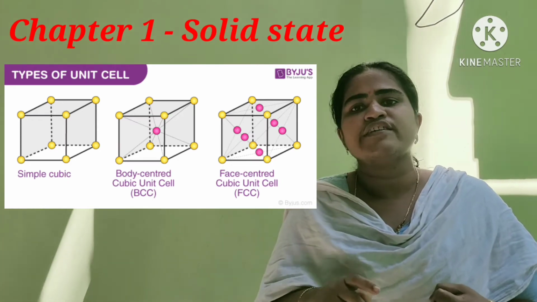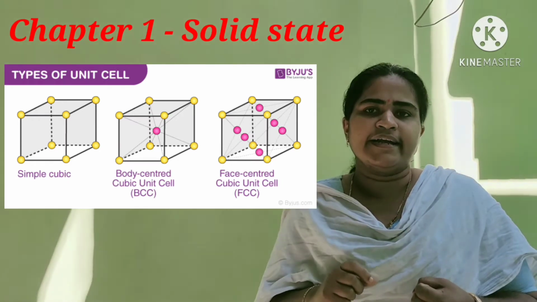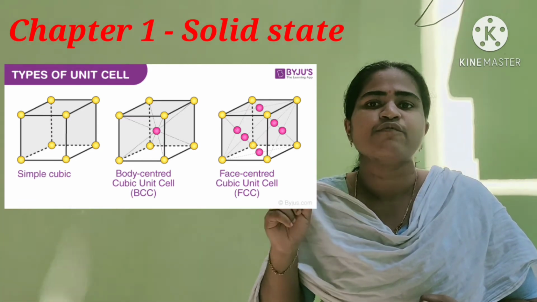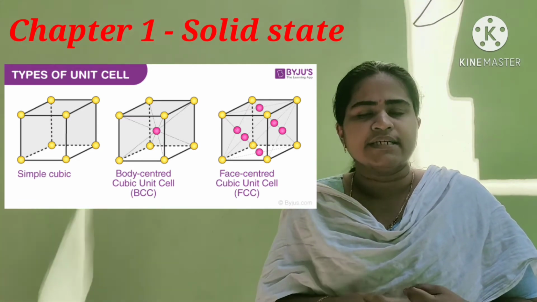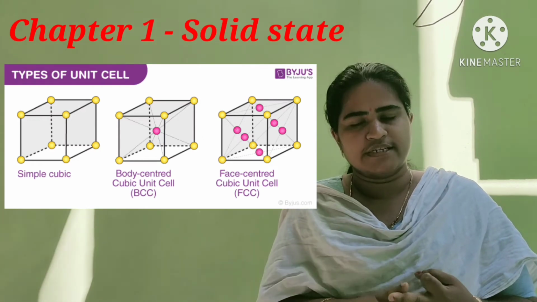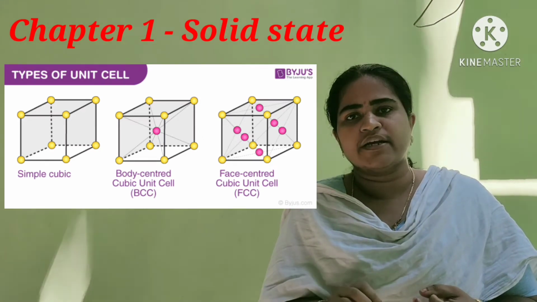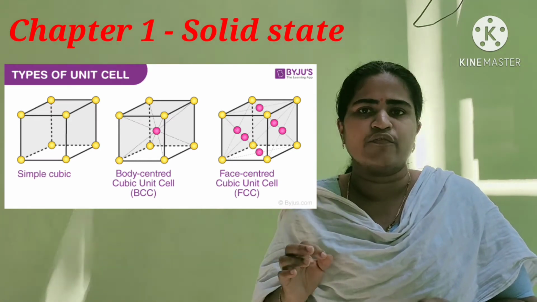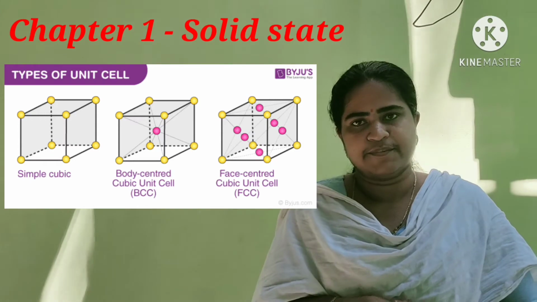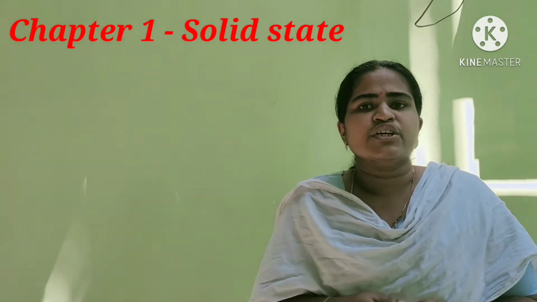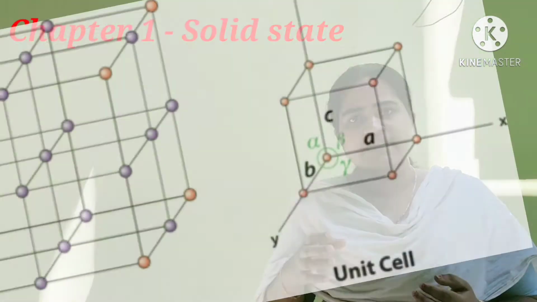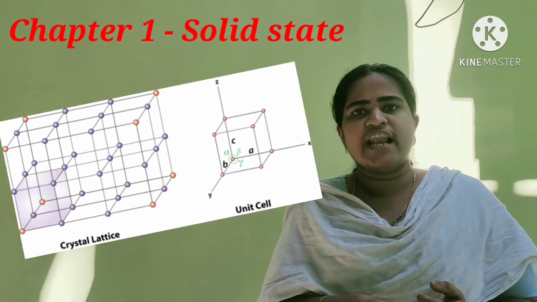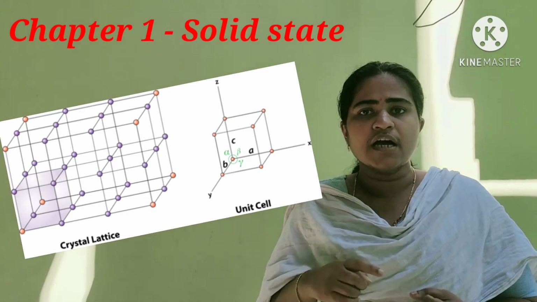Next one is face centered unit cell. Here the constituent particles are at the 8 corners and also in the center of the 6 faces of the cube. And the third type is end centered unit cell. Here the constituent particles are at the 8 corners and also at the center of the 2 opposite faces. We consider the unit cell as a cube, so it has edge lengths a, b, c and interaxial angles alpha, beta, gamma.